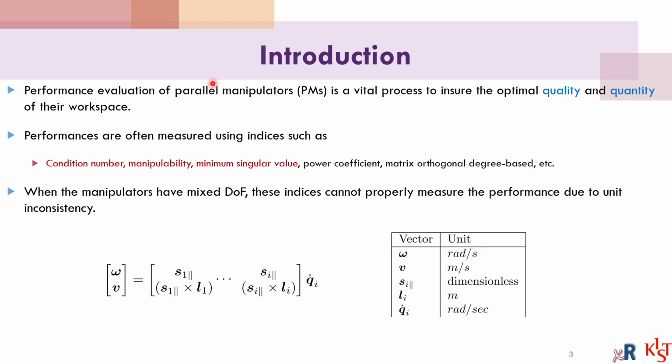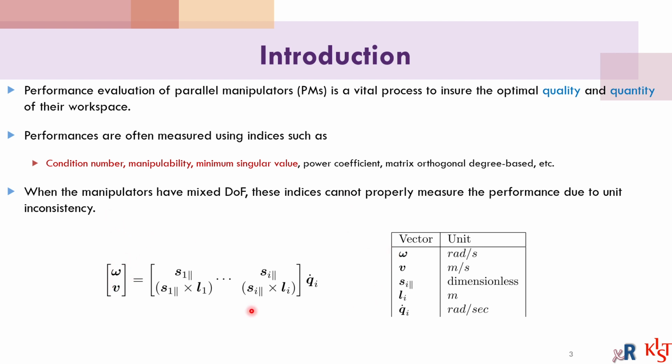The performance evaluation of parallel manipulator plays an important role in ensuring the optimal quality and quantity of their workspace. Usually the performances are measured using indexes such as condition number, manipulability, minimum singular value, power coefficient, and etc. When the Jacobian is employed to compute the performance of the manipulator and the manipulator has mixed degrees of freedom, those indexes such as condition number, manipulability, and minimum singular value cannot be used to properly measure the performance due to the unit inconsistency.